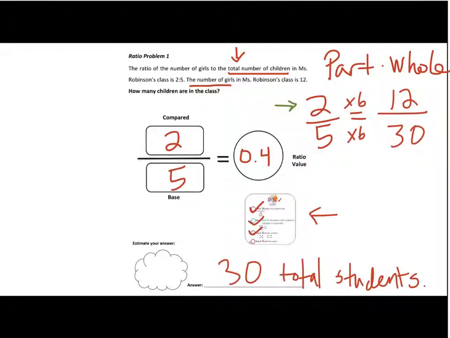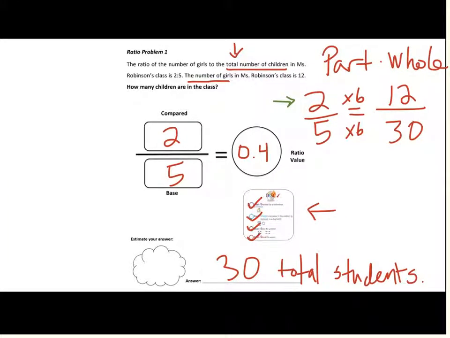Okay, now final step, we check our solution. So now I need to figure out if there were 12 girls in the class, and I'm looking at my ratio, the number of girls is less than half. So I know that the total class needs to be at least double that 12. So I know that it needs to be greater than 24. That's my estimate. And so 30, that makes sense. And I'm done.